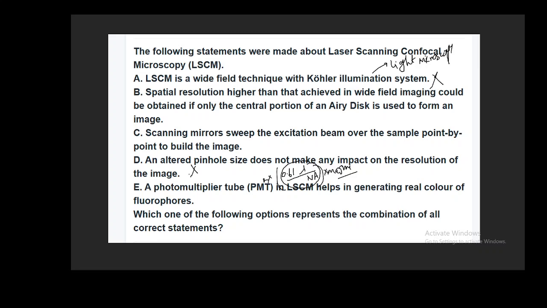A photomultiplier tube in LSCM helps in generating the real color of the fluorophore? No, it does not. So the correct answer is this one and this one. The image is produced on the basis of the wavelength of light that the fluorophores are emitting or being excited by, and the color of the image is produced on that basis. So not the real color of the fluorophores. So B and C are the correct statements.